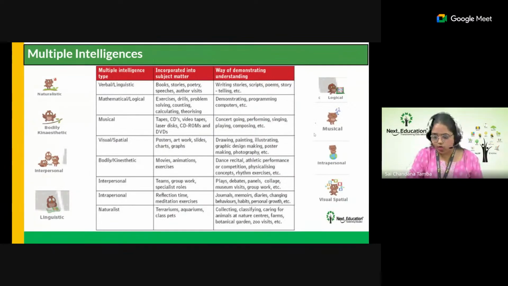And then there is logical, musical, intrapersonal, where they try to self reflect on things and write notes. And then visual spatial, where various audio visual modules and activity videos are available where students can learn from it. So that is how multiple intelligences works.